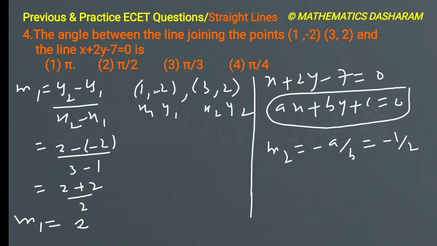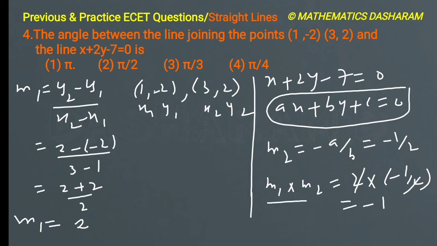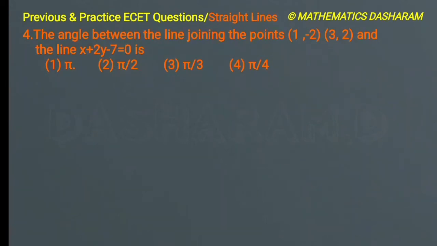Once you observe m1 and m2, let's find the product: 2 into -1/2. The 2 cancels, so it equals -1. The product of the two slopes is -1. That means they are perpendicular straight lines. So the angle between two perpendicular lines is 90 degrees. So option 2 is correct.